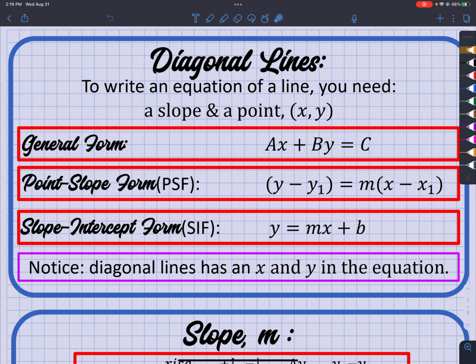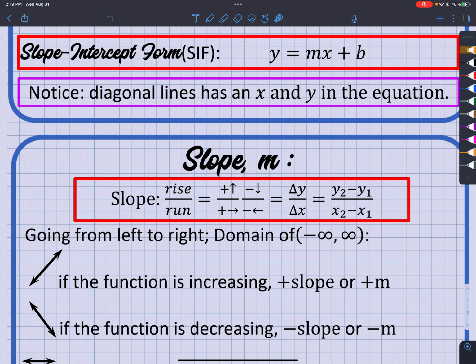All right, so slope we know as rise over run, right? If the rise is positive, we move up. If the rise is negative, we move down. If the run is positive, we move to the right. If it's negative, we move to the left. And we also know it as this formula here: y2 minus y1 over x2 minus x1.